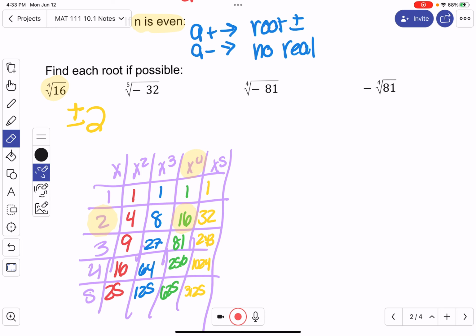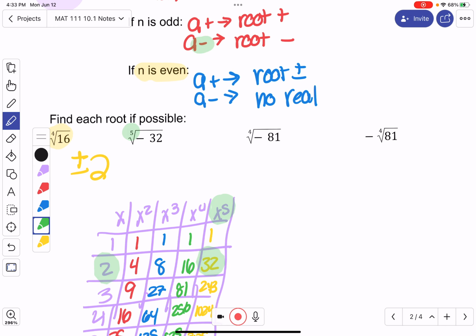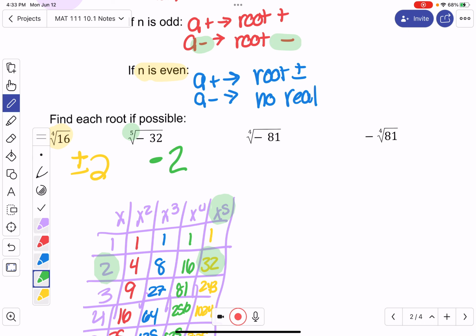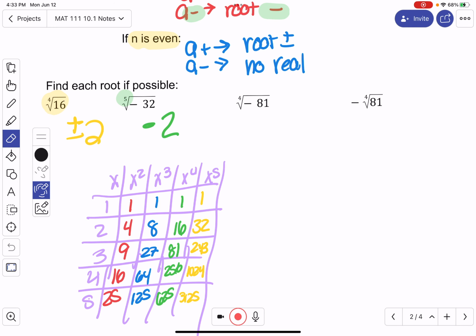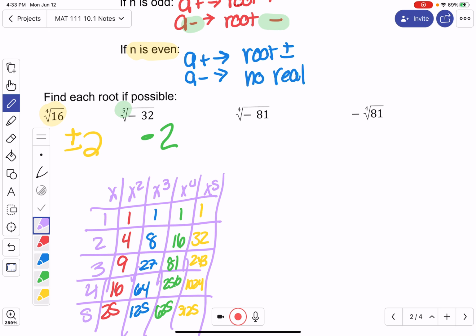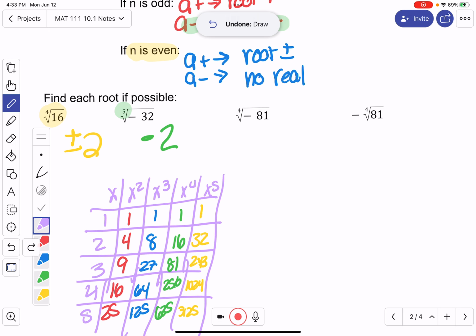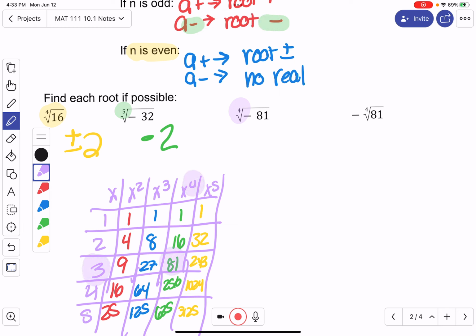Now, there we go. If I do the next one, 5th root, we find 32, we get 2. Odd tells us if it's negative, our answer is negative. So we should have a -2. Let's look at the next one. Fourth root, 81 would be 3. But because n is even, we have no real solution.